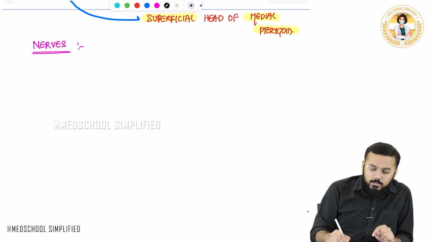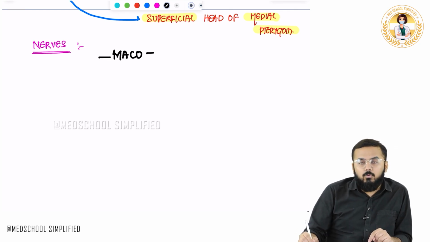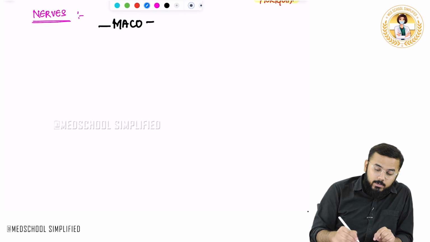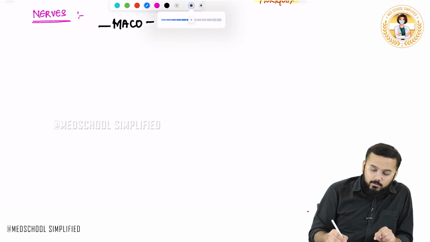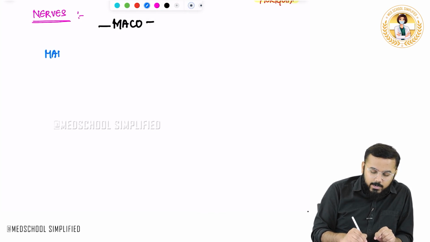Just remember this mnemonic called MACO. What is this? M stands for your mandibular nerve. So what does M stand for? M stands for your mandibular nerve.